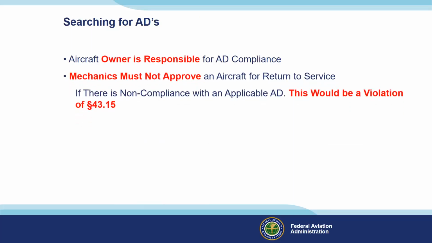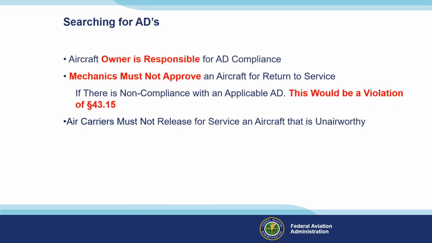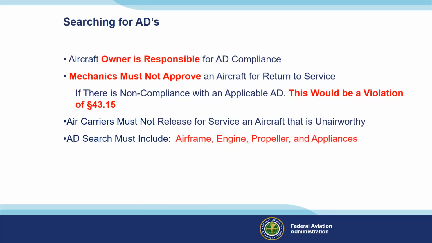Searching for ADs. Yeah, the owner's responsible, but as you know, you have to do an AD search when you're doing an inspection. Make sure you search the airframe, the engine, the propeller, and the appliances. Don't forget the appliances. And don't forget to look at the bi-weekly listings and the emergency listings.